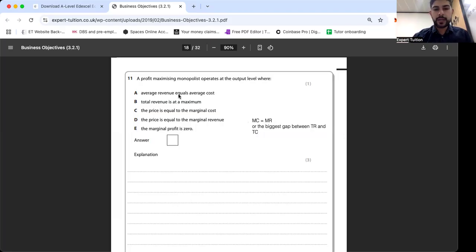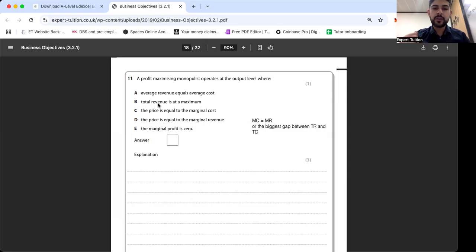A, average revenue equals average cost. Well, that is not profit maximization. Hopefully you recognize what that is. That is sales maximization, AR equals AC. So it's not A. B, total revenue is at a maximum. Is that maximizing profits? No, that's maximizing revenue. So it's not B. C, the price is equal to marginal cost. Now, none of the maximization rules are that, but for those of you that have really revised at the top level, you should recognize that that's allocative efficiency. So if you're producing at the allocatively efficient level of output, that's where price equals marginal cost. So again, that's not profit maximization though.